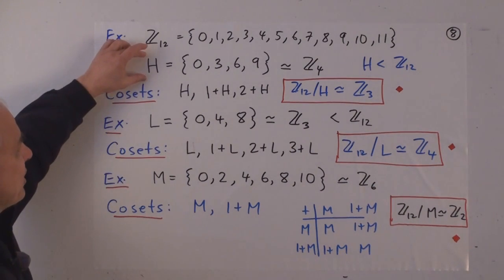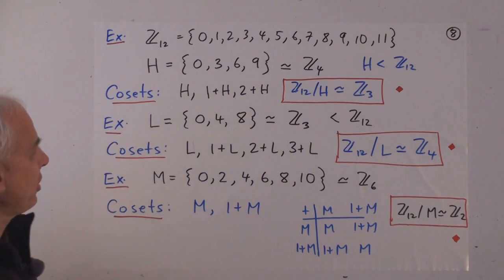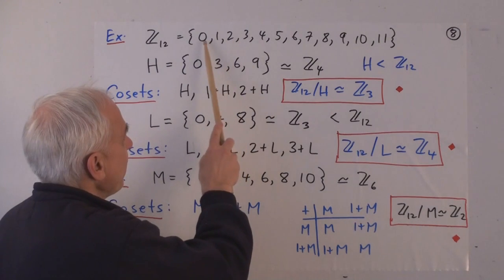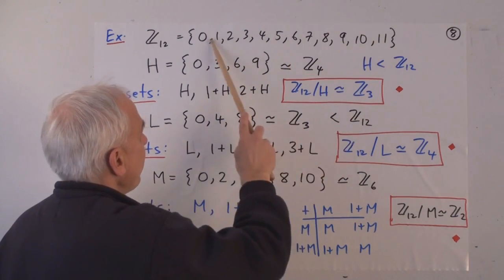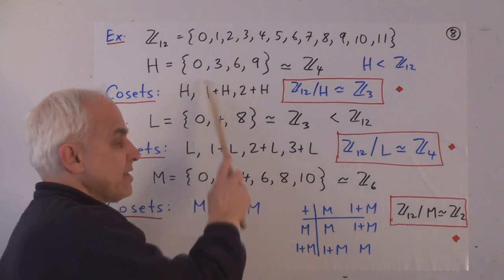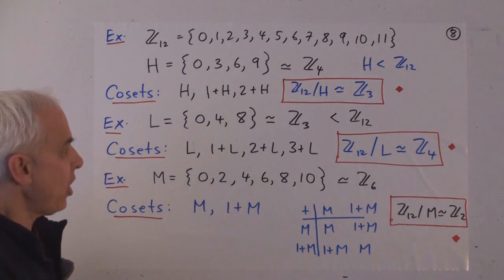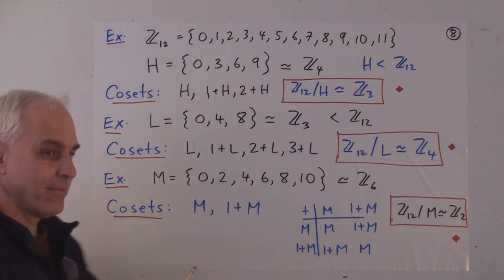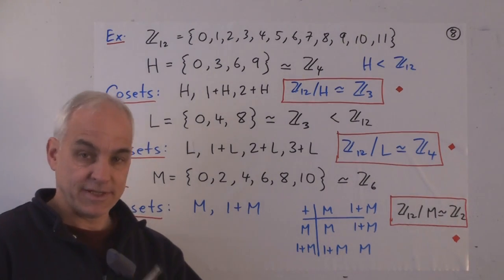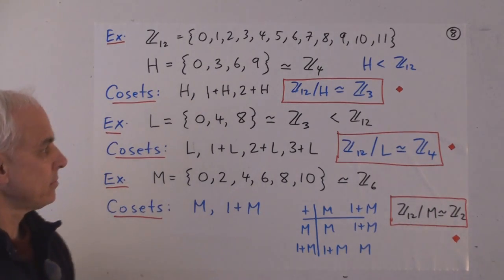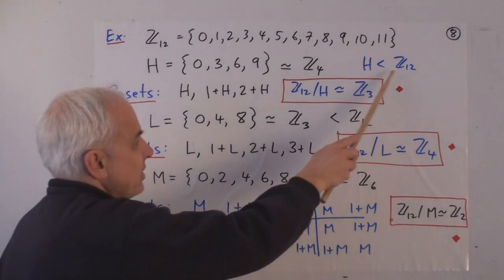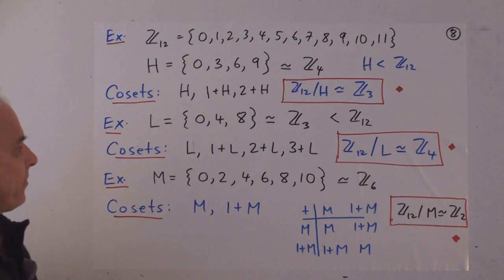Okay, so let's suppose we consider this subgroup H, consisting of all the multiples of 3: 0, 3, 6, 9, well, 12 is the same as 0 again. So that's a closed subgroup of the group, which, as a group itself, is isomorphic to the cyclic group Z4. So H is a subgroup of Z12.